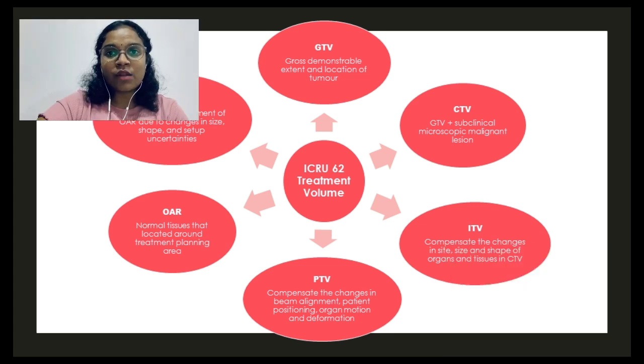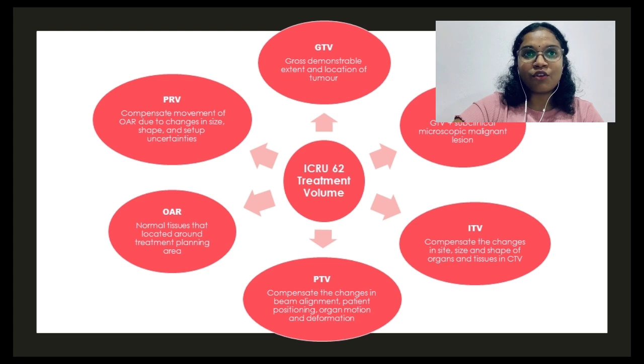In the internal target volume, ITV, we should compensate for the changes in size and shape of organs and tissues in the CTV. The same goes for PTV, planning target volume. We should cover the changes in beam alignment, patient positioning, organ motion and deformation. Other than that, we also need to delineate the organ at risk, the normal tissues around the treatment planning area. Lastly will be the planning organ at risk volume, PRV. This volume includes the movement of the OAR due to changes in size, shape and setup uncertainties. It works exactly the same way as the PTV compensates for the CTV.